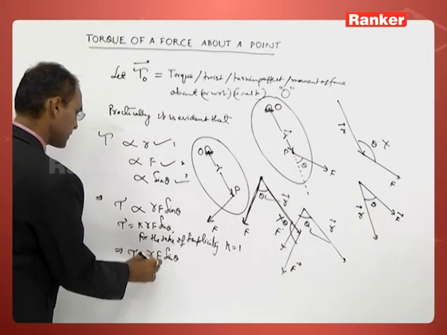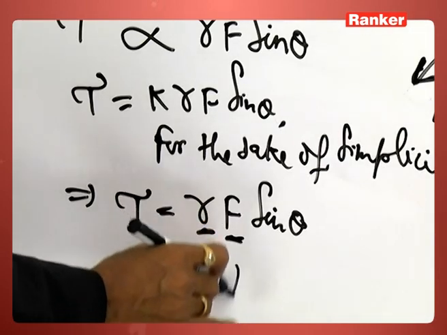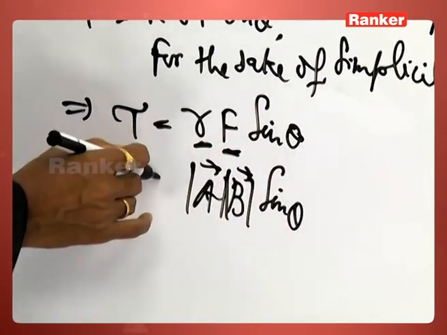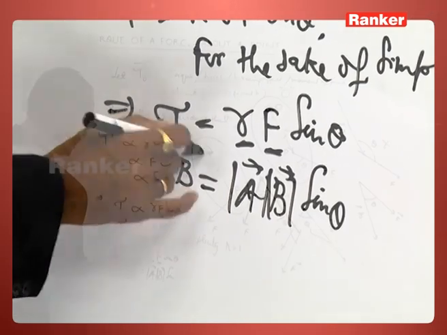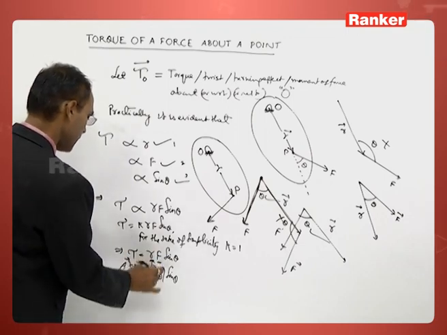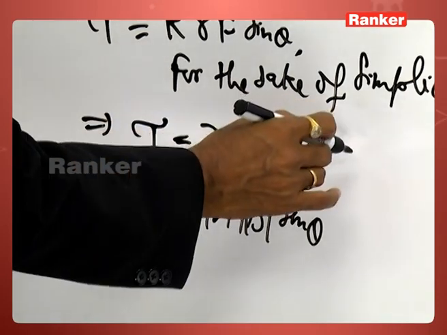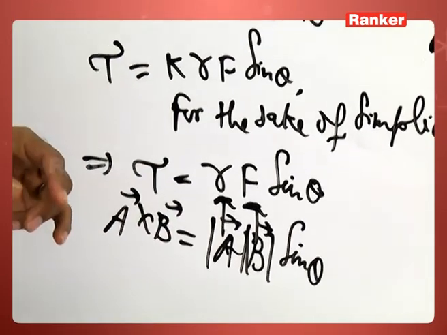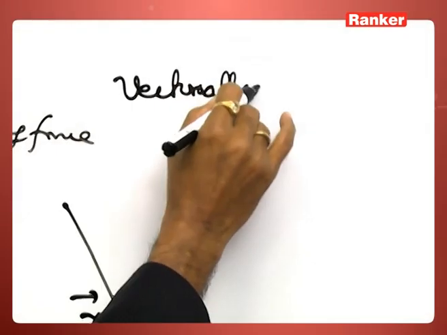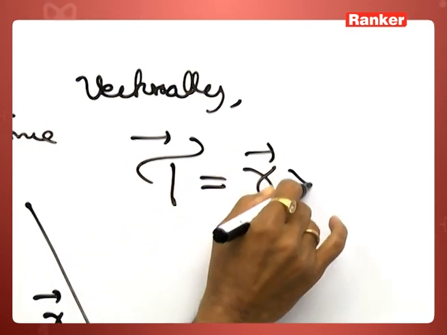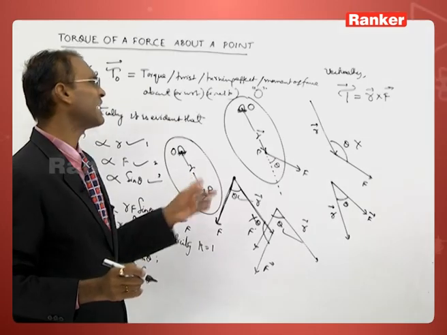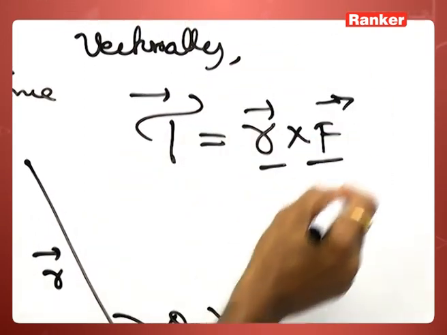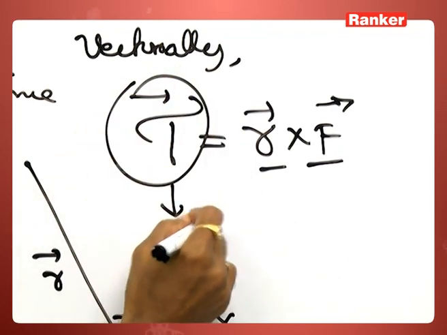R is a vector quantity, F is a vector quantity. Vector A into vector B, magnitude of vector A into the magnitude of vector B into the sine of the angle between these two vectors can be written as A cross B. Here vector A is R, here vector B is F. RF sin theta can be written as the cross product of two vectors R and F. Then you can write vectorially, torque is given as the vector product of R and F. Since the cross or vector product of two vectors is a vector quantity, this torque is a vector quantity.